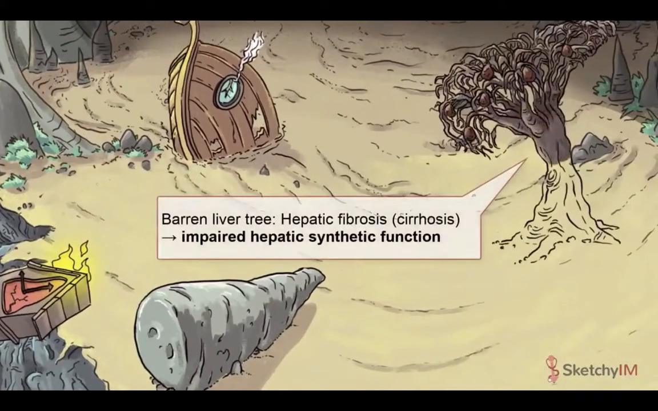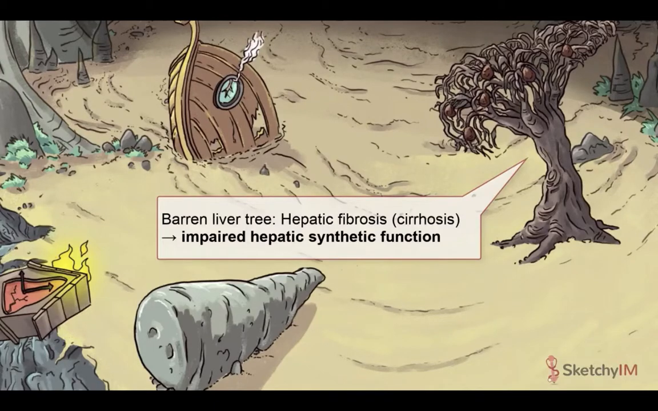Second, as fibrosis replaces functional hepatocytes, the ability of the liver to synthesize important biochemical components becomes increasingly impaired. Just think of this withered liver tree here. Definitely not synthesizing like it used to. You might remember some of the consequences of impaired hepatic synthetic function from our acute liver injury sketch. I recommend, nay, implore, you go check it out if you haven't already.